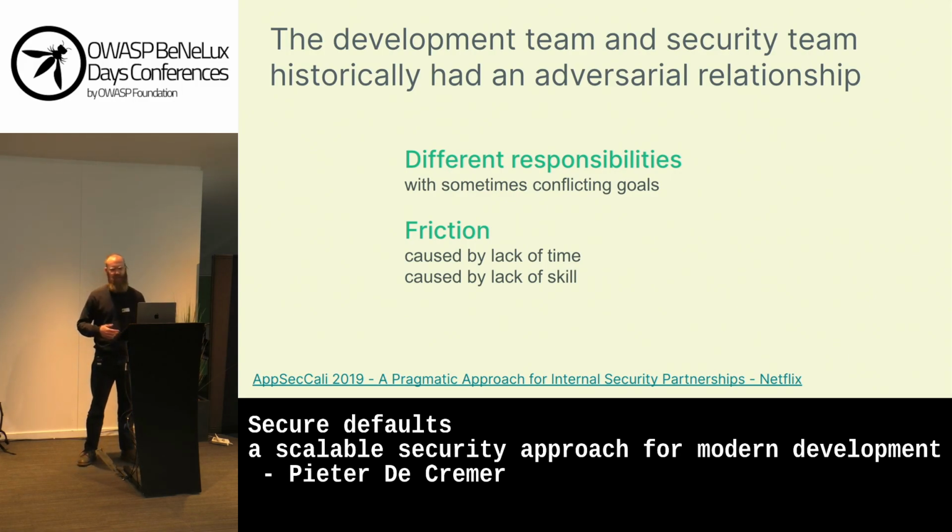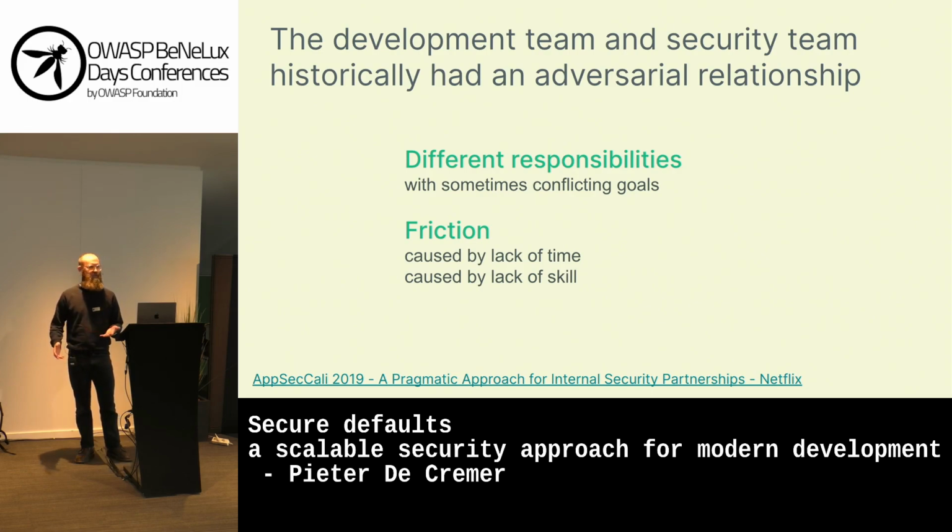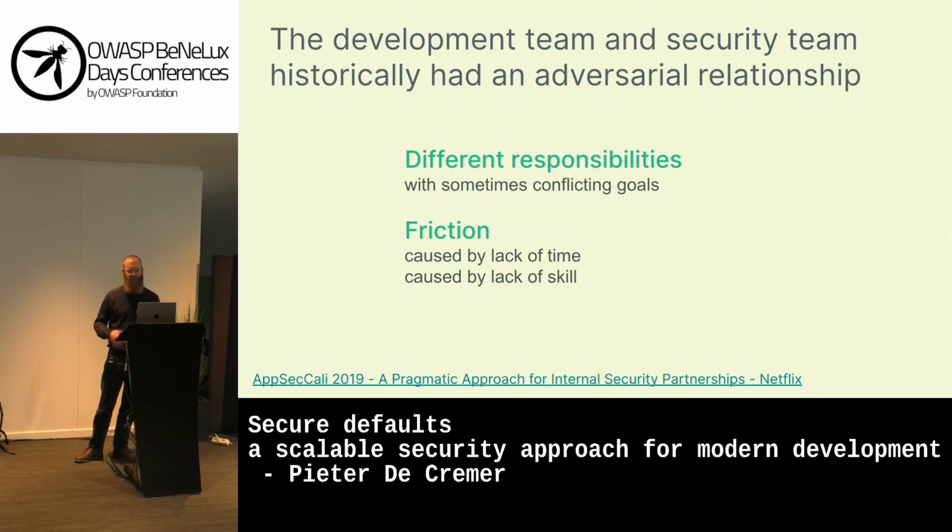And there's some friction caused by lack of time. Security people, on average, there is only one security person for up to 220 developers in a company. This means if they even spend 1 minute with every developer, they're busy for more than a month. And it's also a little bit lack of skill. Security people are not developers, but developers also are not security experts. There needs to be some better cooperation.